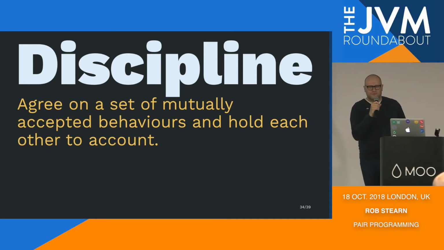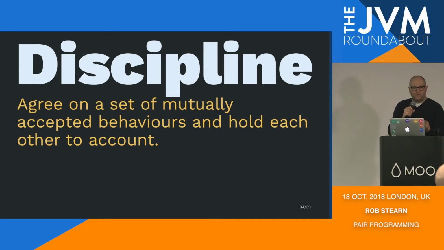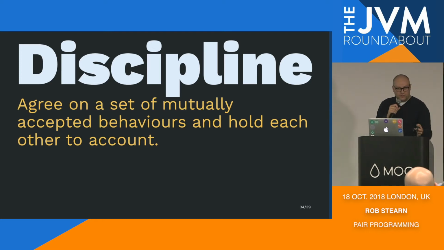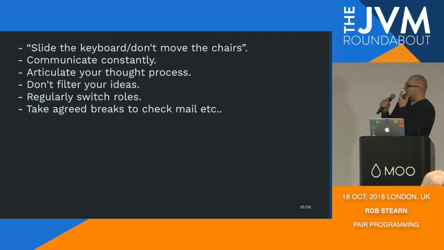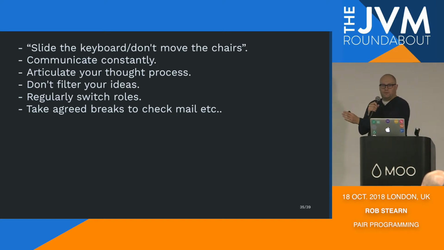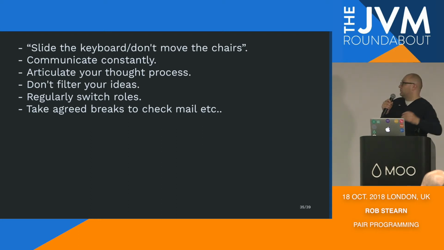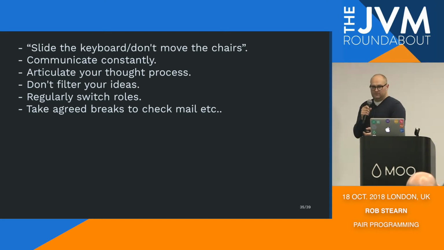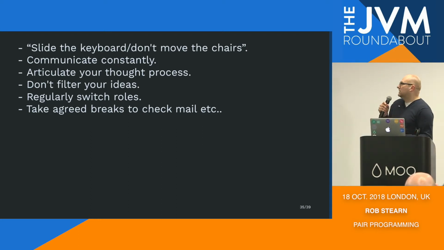Have a bit of discipline, right? Agree on a set of mutually acceptable behaviors, and probably more importantly, hold each other to account about this. And some examples. You may choose to slide the keyboard between people. Don't move chairs when you switch roles. Communicate constantly. That's probably really important, I think.